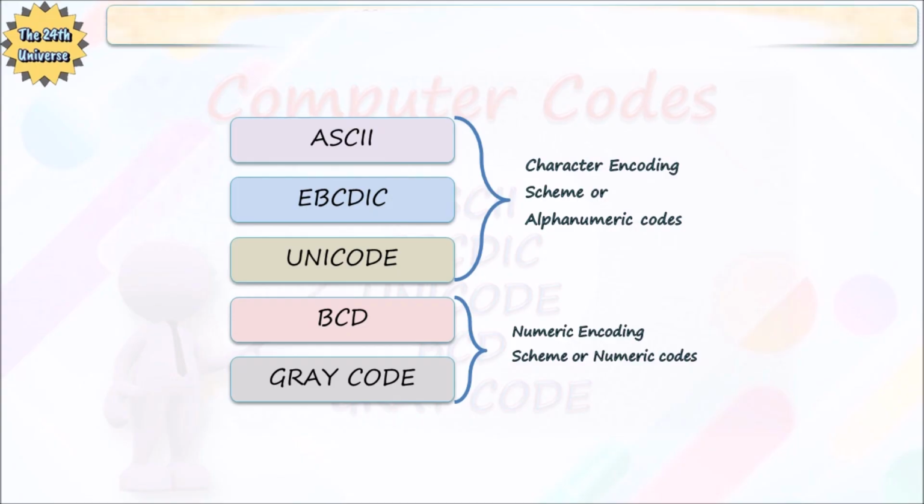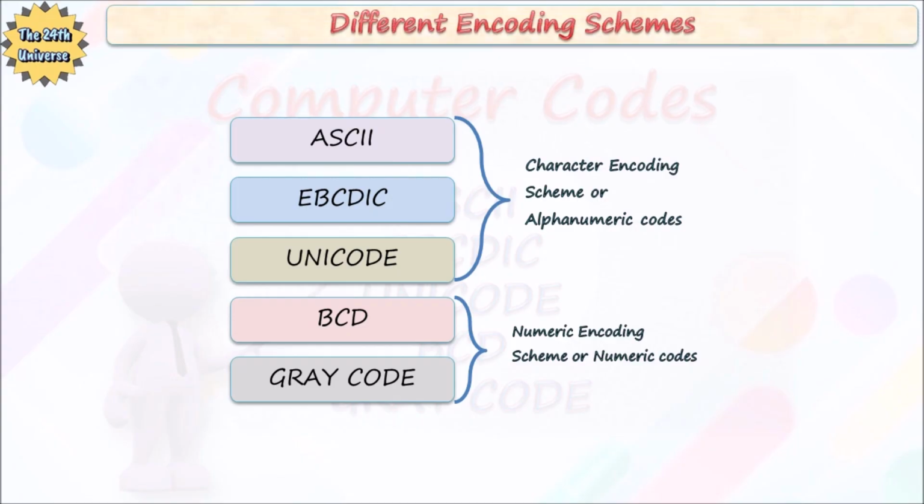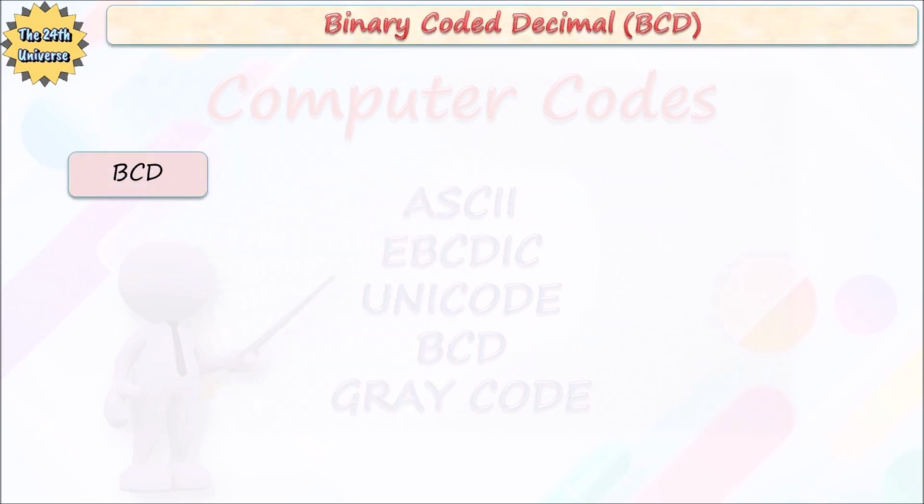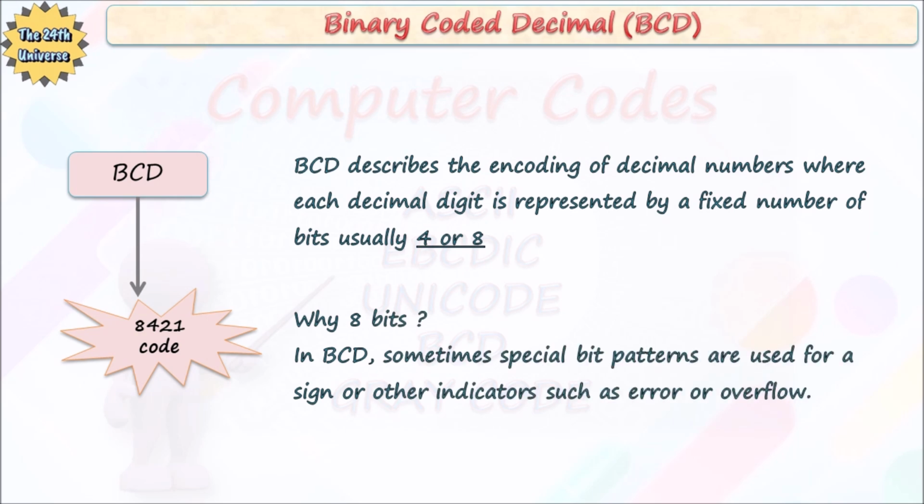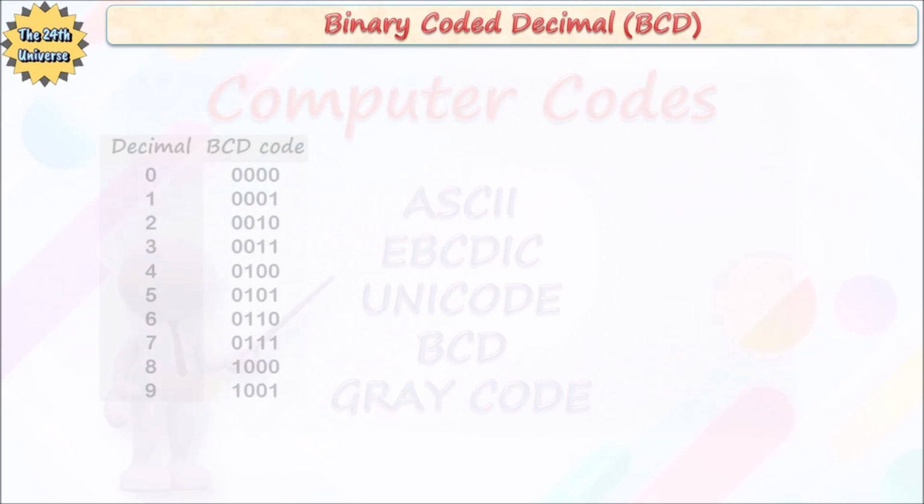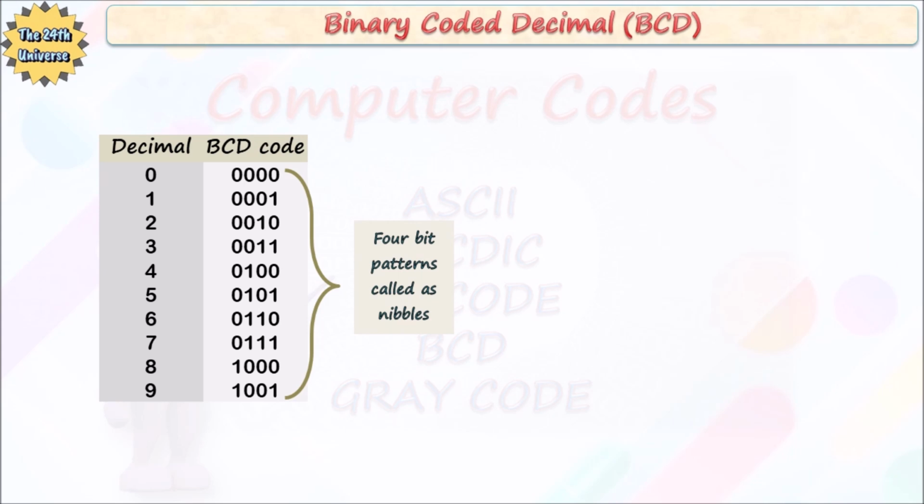So, in this video, we will discuss the numeric codes, that is BCD and Gray code. Binary coded decimal, or in short BCD, also sometimes called 8421 code, describes the encoding of decimal numbers where each decimal digit is represented by a fixed number of bits, usually 4 or 8. I said 8 bits because sometimes special bit patterns are used for a sign or other indicator such as error or overflow. This is how you can write BCD code by using 4-bit patterns, usually called a nibble.